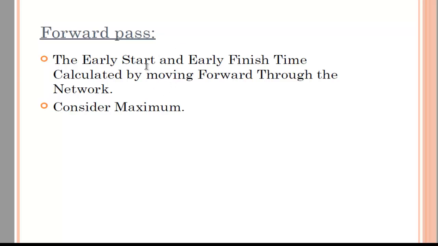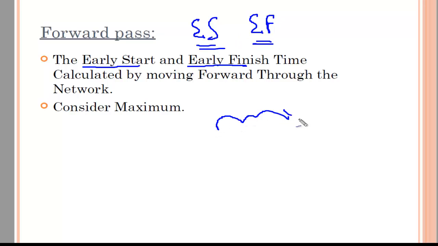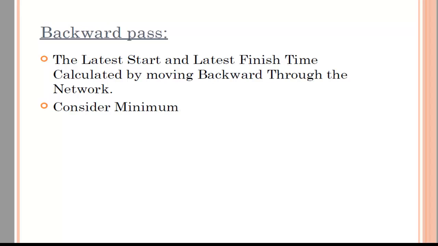But just understand, if you are going for the forward pass, only remember two things right now. I need to calculate the earliest start time and earliest finish time. These two things I will calculate if I'm going from start to finish, that's the forward pass. And here I am seeing the maximum. Remember only this for right now. Now if I go for the backward pass, then I am calculating not the earliest start time, but the latest start time and latest finish time.